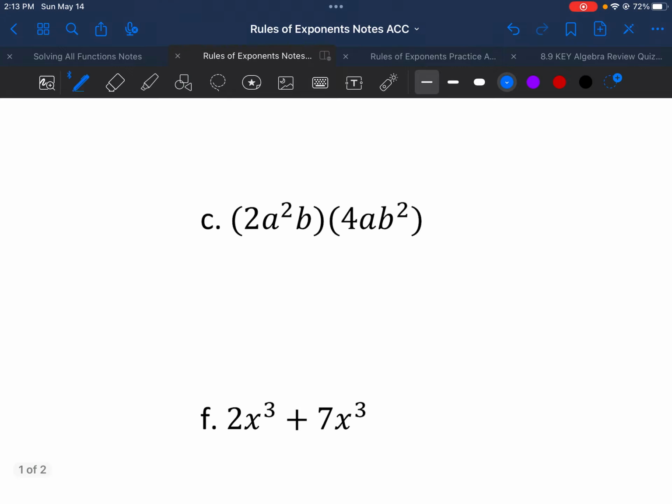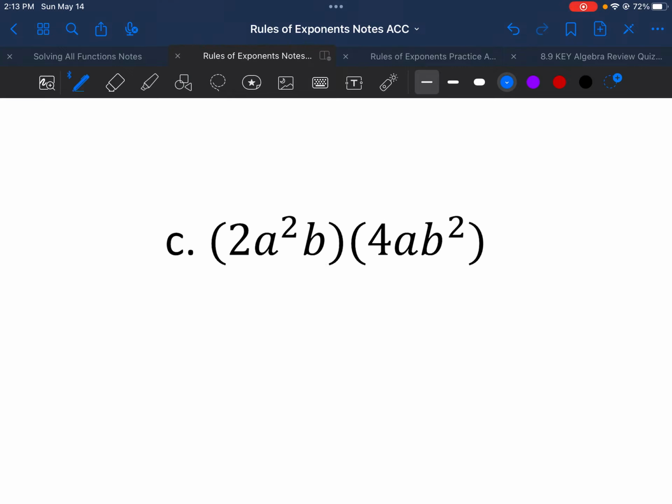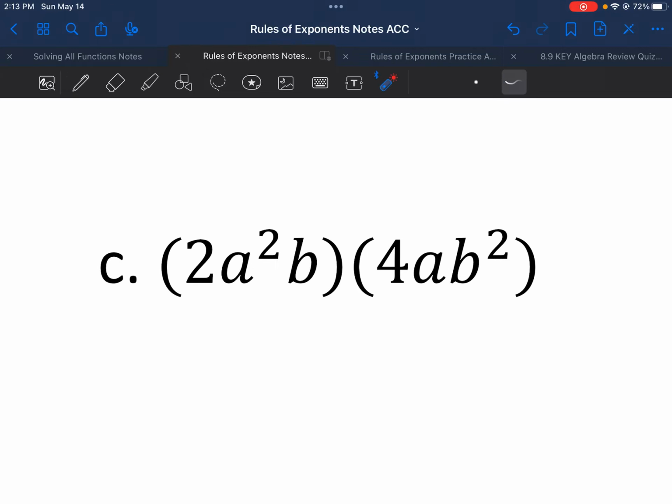All right, part C. 2a squared b times 4ab squared. First thing I want to point out, when you have variables, when you have these bases, if you don't see an exponent, it's always a 1. So this is 2a squared b to the first times 4a to the first b squared. All right, when multiplying these, we can go ahead and multiply the coefficients. 2 times 4 is going to give us 8.